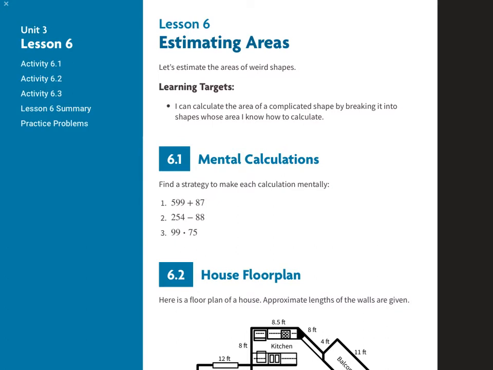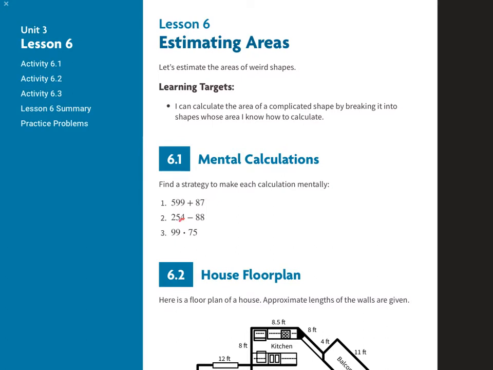254 minus 88. Well, we can go 250 minus 88. Well, 250 minus 50 is 200, so then we have 38 left. 200 minus 40 is 160, plus 2 more is 162. And then we've got to add 4 more because of the 4, so 166.